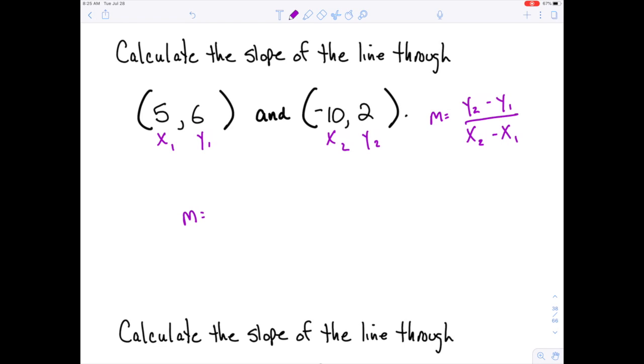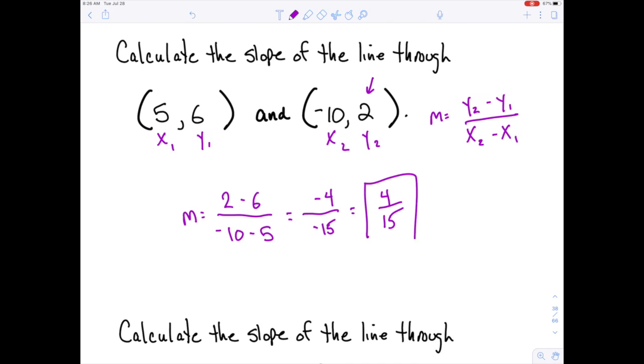Take the second y. In this one, the second y appears to be the 2. And subtract the first y, which is the 6. Subtract the second x and the first x. And now just do your subtraction. 2 minus 6 is negative 4. Negative 10 minus 5 is negative 15. I have a pair of negatives, so they cancel out, and I have 4/15. Now you can make 4/15 into a decimal, but 4/15 is a really nice, neat fraction. I think we just leave that as 4/15 and you're done.